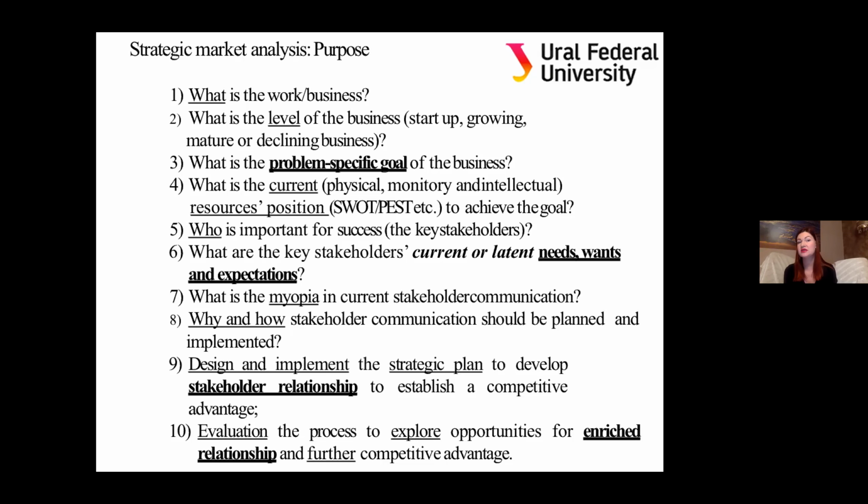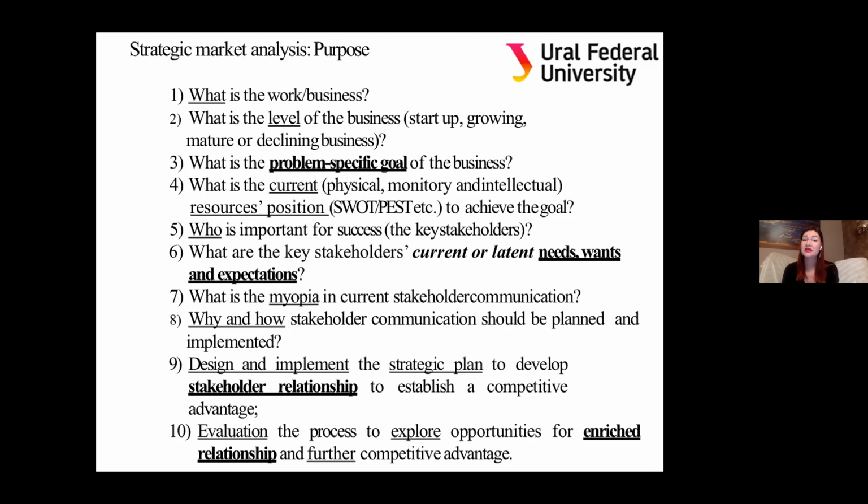And we can use here one of the, I would say, analysis that everybody already knows and that helps us to analyze everything, but still we are really interested in this analysis because they can show really a lot of differences. SWOT and PEST analysis, for example, some physical, monetary, intellectual resources. Who is important for success? Key stakeholders. That's stakeholders that we were talking about one slide ago.